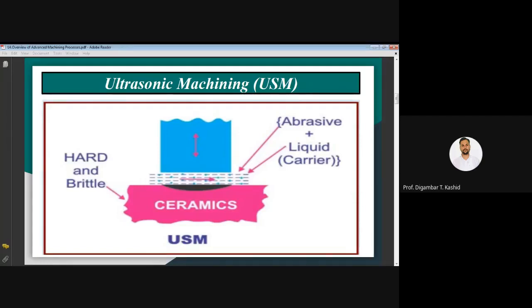For applications like drilling or grinding, we can use ultrasonic machining. The material may be hard or brittle, such as metallic alloys, glass, carbides, or ceramics. So machining of all these materials is possible using ultrasonic machining. Also, you can form round, square, or irregular-shaped holes. So for such applications we can use this.